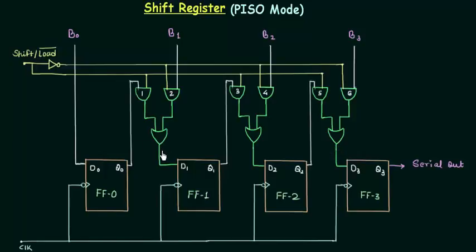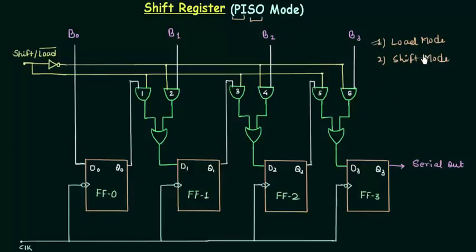There are 2 modes in which this circuit can work. The first one is the load mode, and the second one is the shift mode. And if you see the heading, it says parallel input serial output mode. So we have 2 aims. The first one is the parallel input and the second one is the serial output. So the first aim we will achieve from this first mode, that is the load mode.